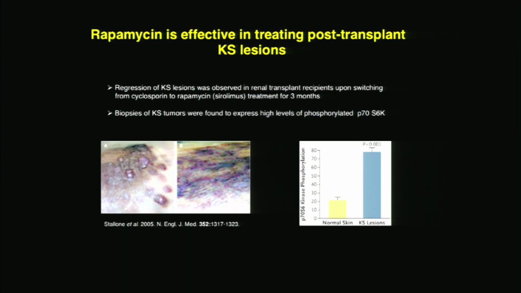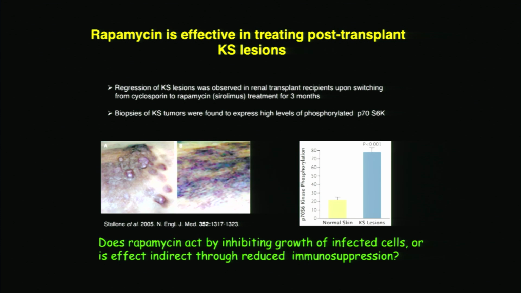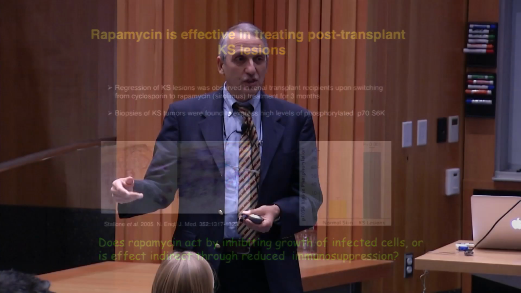If you switch them to rapamycin, they in general can maintain their kidney allograft function and have a striking regression of KS. But the question really was, is this because of the reduction in immunosuppression, or is it because of other signaling activities of rapamycin, which is known to signal through the mTOR pathway, an antagonism of which is known to be antiproliferative? Okay, so this is the fundamental question. And this is the question that got us into the work that I'm going to show you today.